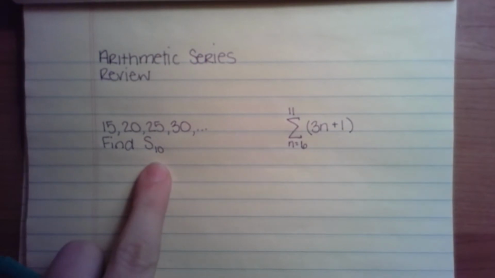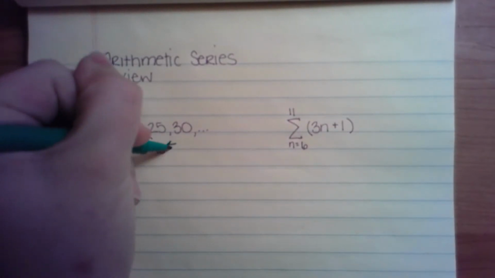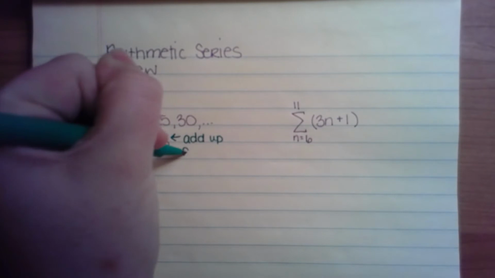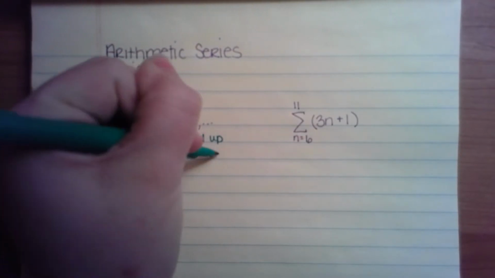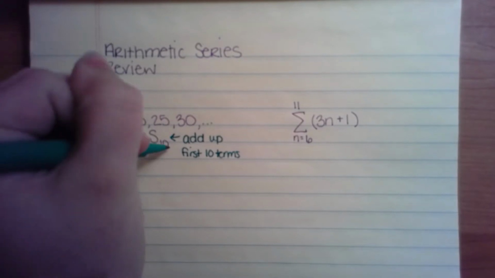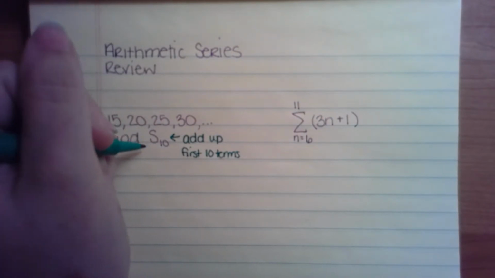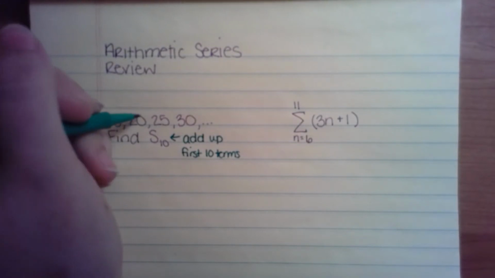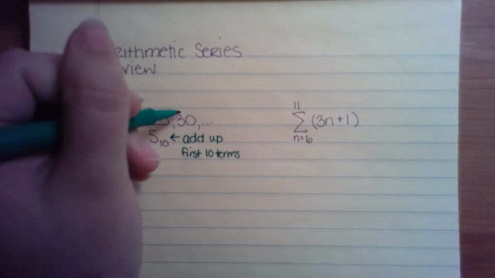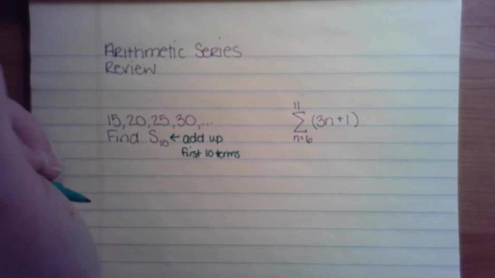So the first guy says find me S10. So if you'll remember, this means add up the first 10 terms. So the 10 tells me how many to add up. The S tells me sum or add. Well, this guy only gave me four terms, right? 15, 20, 25, 30. So that's only four terms. What I need to do is extend that pattern to get the first 10.